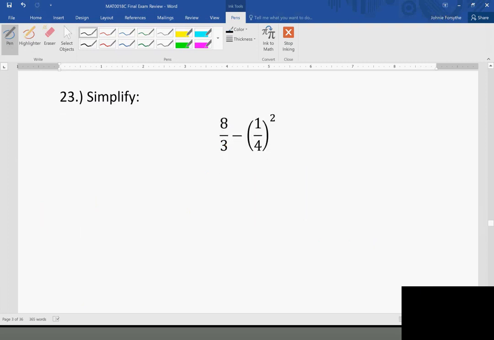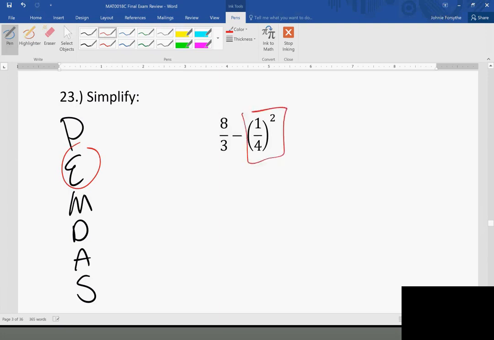Okay, simplify 8 over 3 minus 1/4 squared. So again, referencing that order of operations. You're going to use order of operations pretty much anytime you're in a math class. So we have parentheses, but in the parentheses, we just have a fraction. So there's nothing we can do to simplify 1/4 further. The next step would be to look at the exponents. So we do have exponents here.